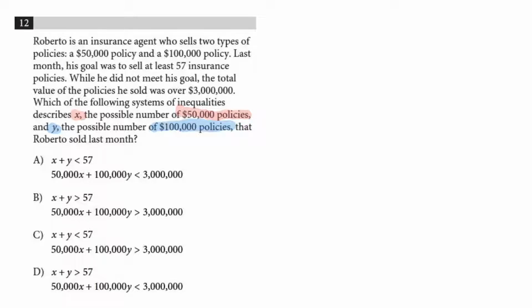Okay, all right. So we know that his goal is to sell at least 57. Now, he did not meet his goal. So if he did not get 57, we know that 57 is going to be greater than the number of $50,000 policies plus the number of $100,000 policies. Okay, so right off the bat, I am going to eliminate B, and I'm going to eliminate D. Those don't satisfy the first inequality.